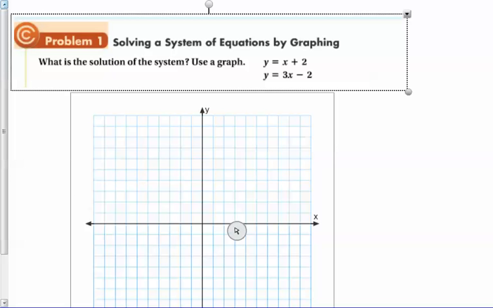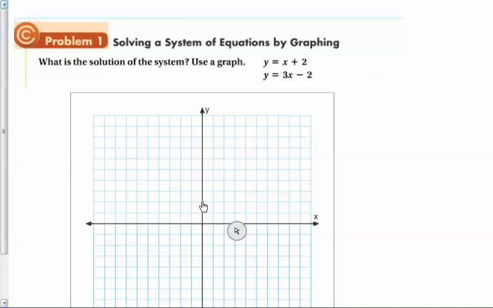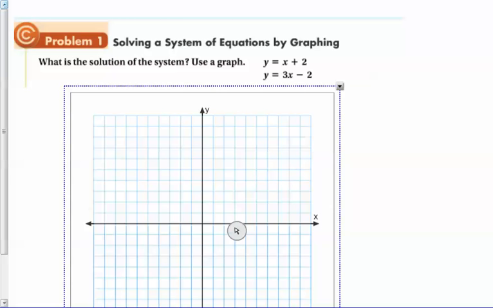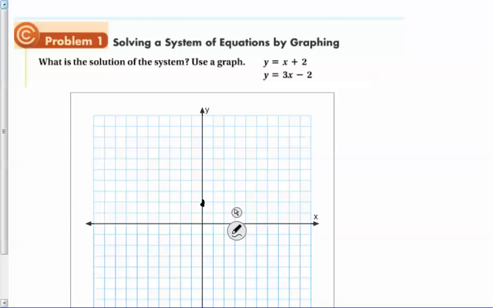So when you're looking at this, what's the solution of the system? Use the graph. So you've got y equals x plus 2 and y equals 3x. Well, what you can do is graph those. For y equals x plus 2, I'm going to go to positive 2, so 1, 2, and put a dot. So 0, 2, put a dot. Then up 1 over 1, put a dot, up 1 over 1, put a dot, up 1 over 1, put a dot, and then I draw my line.